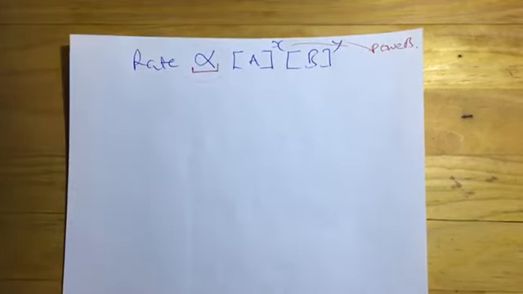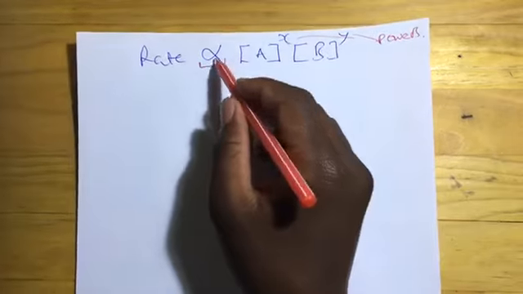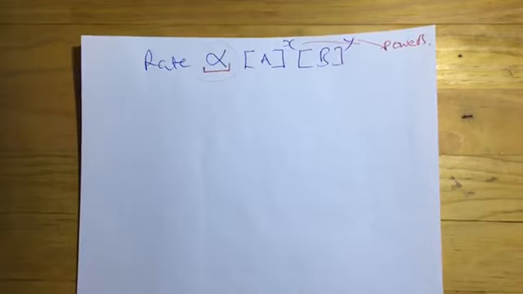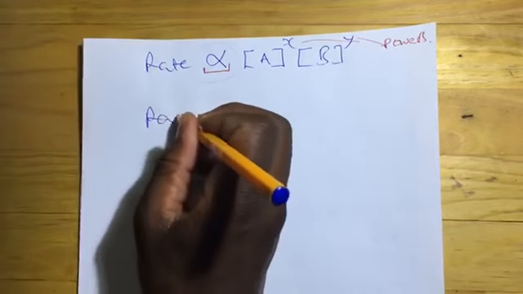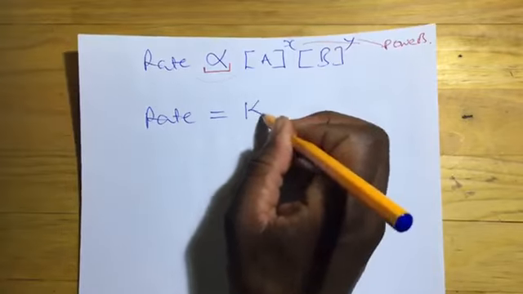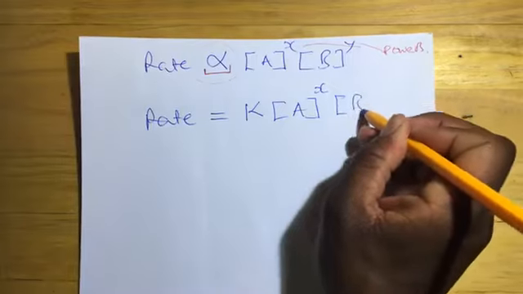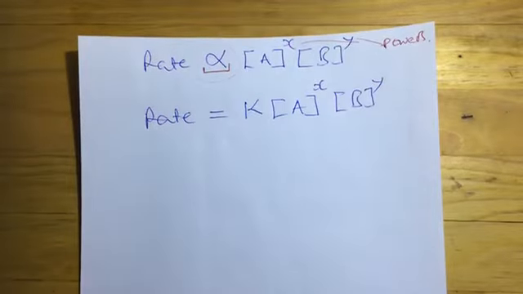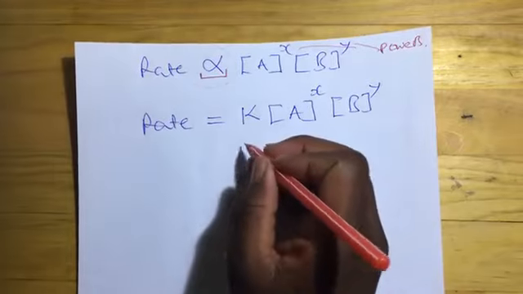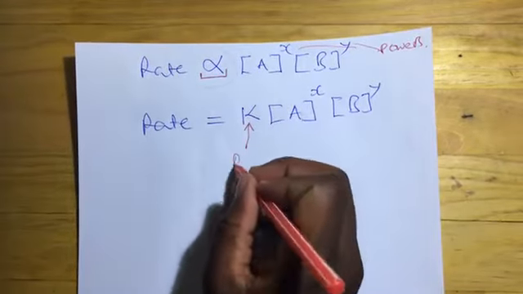Who can remember? K. Are you sure it's just K? The constant K. Nope, it's not just K. Continue, keep trying. An equal sign and a K. Excellent. So you replace this proportionality sign with an equal sign and a K. So this becomes rate is equal to K, A to the power X, and then B to the power Y. This K is what we call the rate constant.